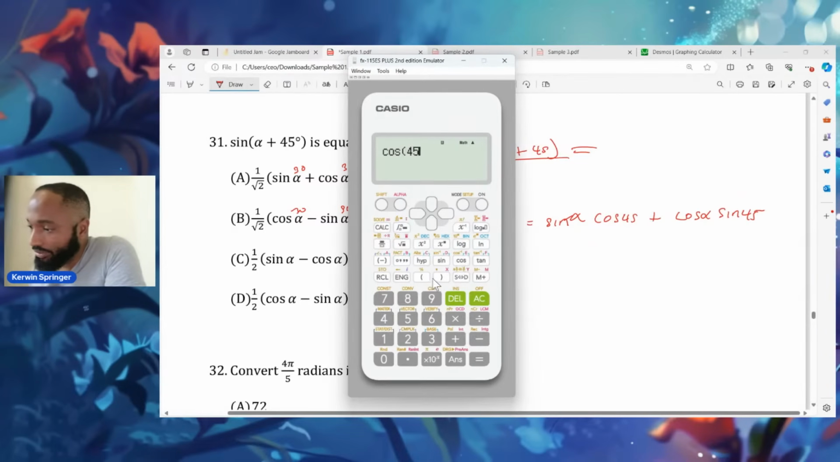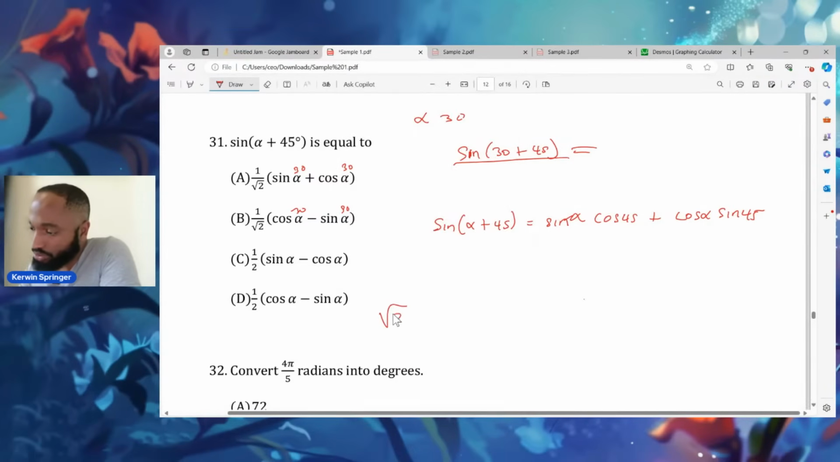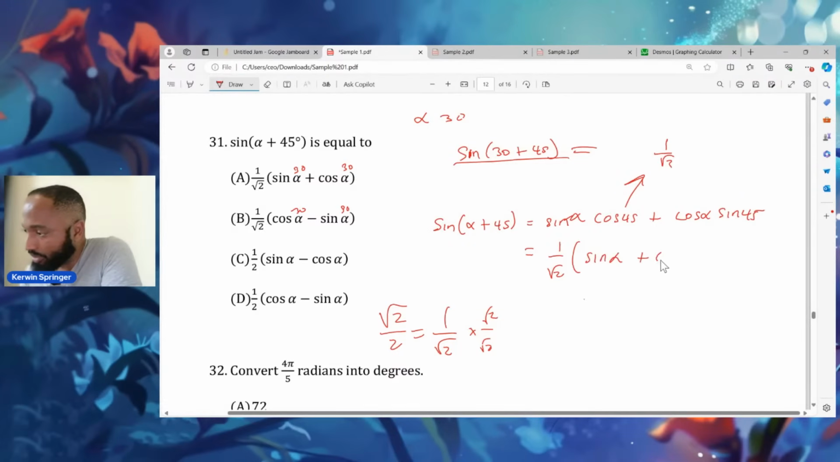So the cos of 45 is, in radian mode, don't mess up your life like that, root 2 over 2. Root 2 over 2 is the same as 1 over root 2. Please memorize this. If I multiply 1 over root 2 by root 2 over root 2, I will get root 2 over 2. So I can factorize this out: 1 over root 2 times sine alpha plus cos alpha. And lo and behold, that's the answer there.